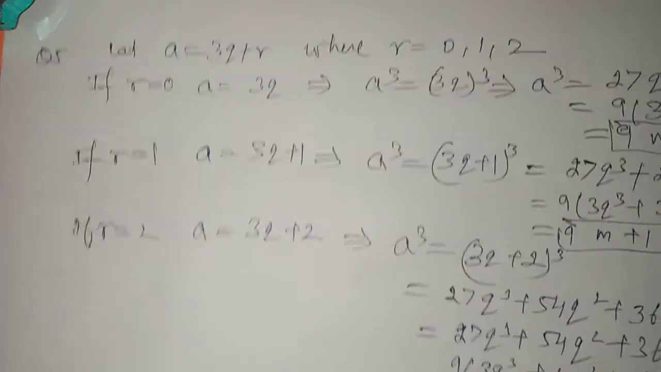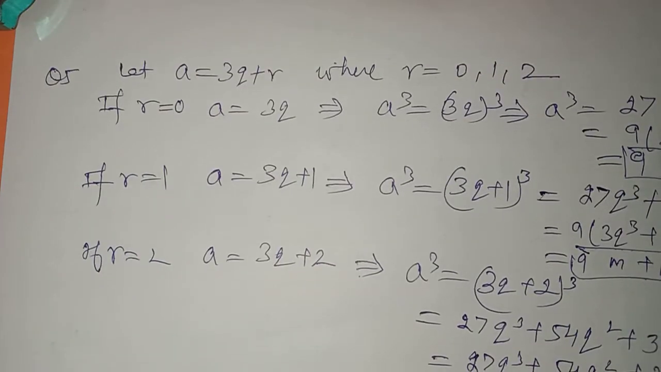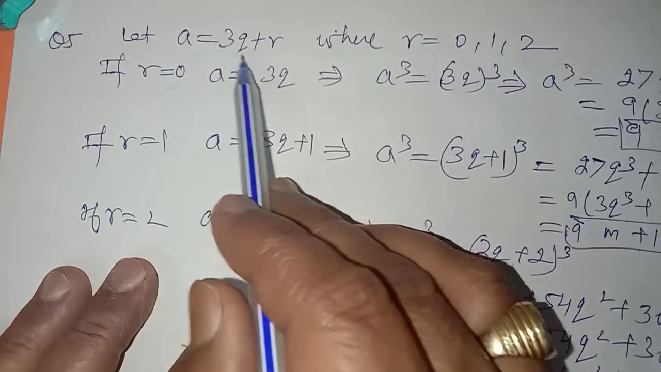In the next question, number 5, read it from the NCERT book first. I am reading it: use Euclid's division lemma to show that the cube of any positive integer is of the form 3m, 3m plus 1 and 3m plus 8. Now again let a be equal to 3m plus r.